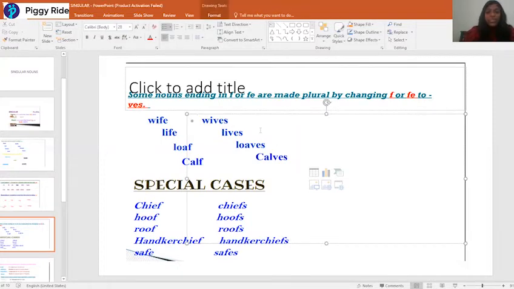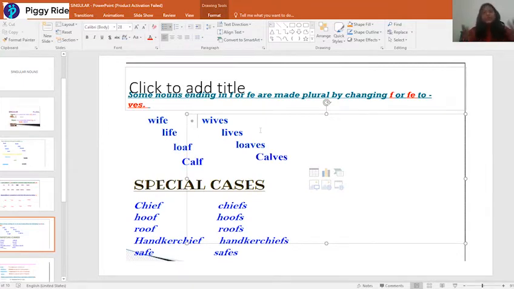So the very first example is wife. The spelling of wife is WIFE. So we are changing it to plural form as WIVES. So you saw FE is converted to VES. Now let me take you to the next example, LIFE. Now it's again changing to plural form as LIVES. So you saw FE is being converted to VES.